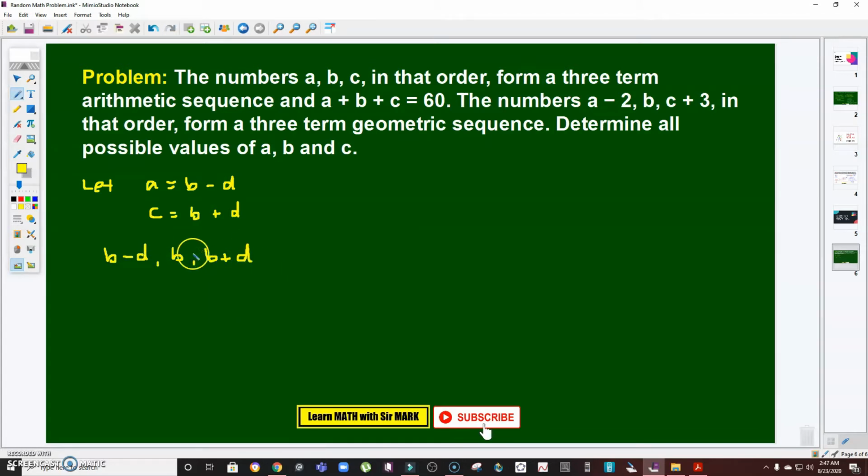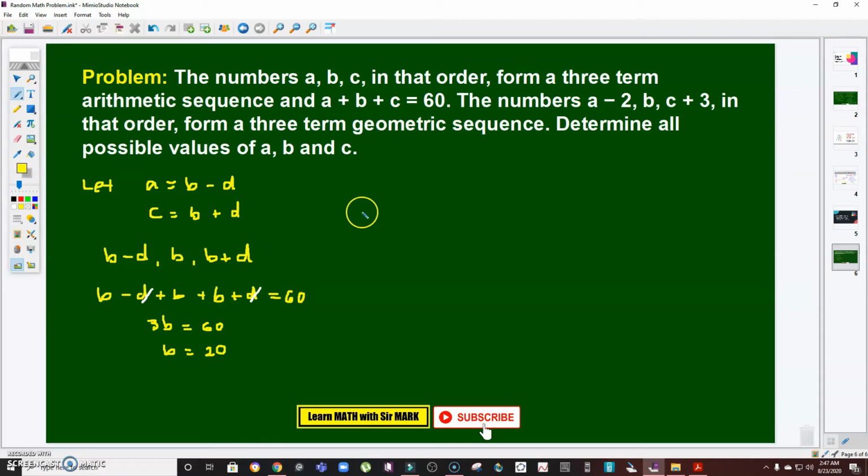See that? Now it says here the sum of A, B, and C is 60. So if I add them, B minus D plus B plus B plus D equals 60. Clearly, the D cancels out. So that will give me 3B equals 60, or B equals 20.